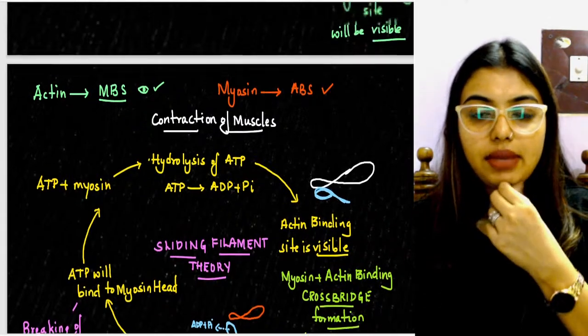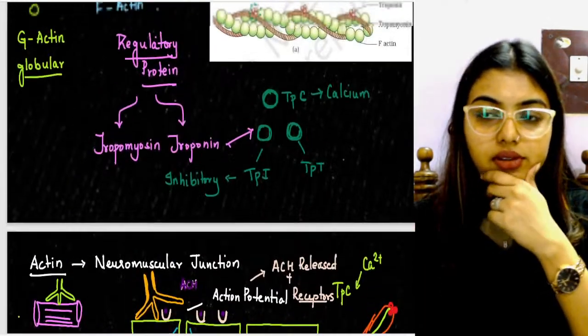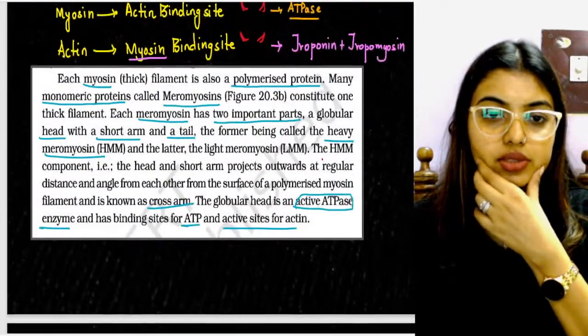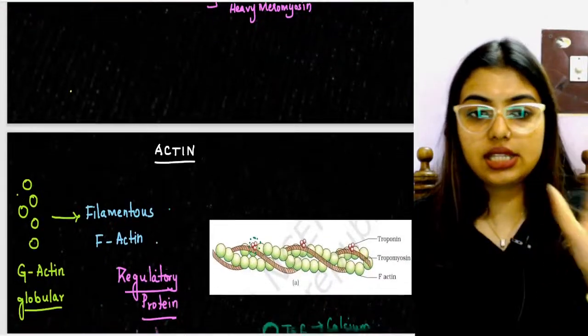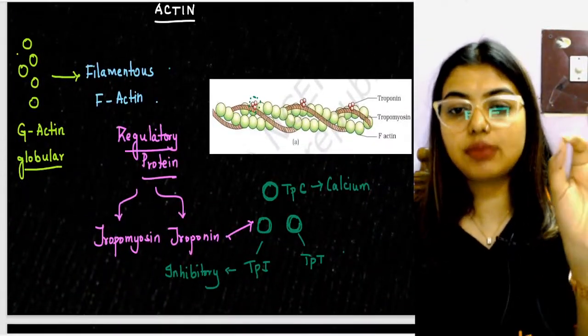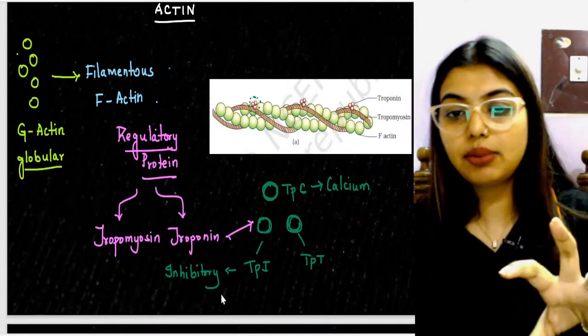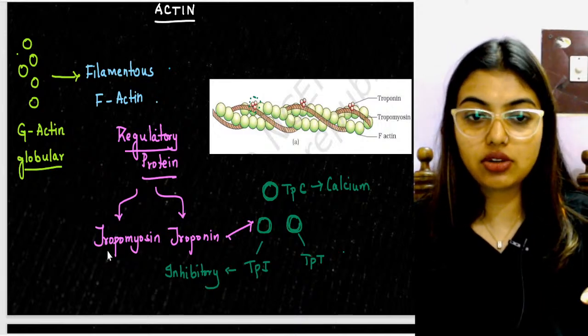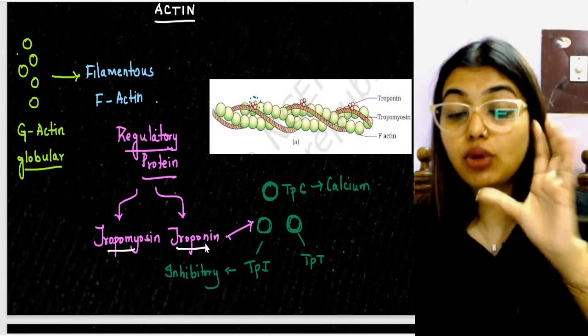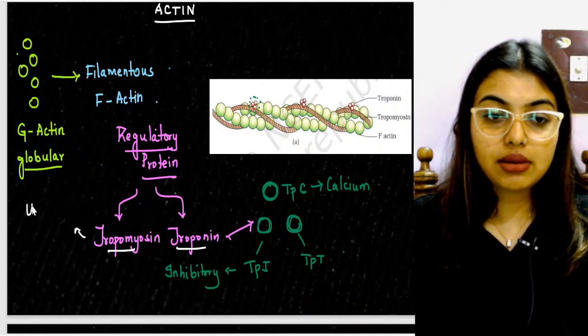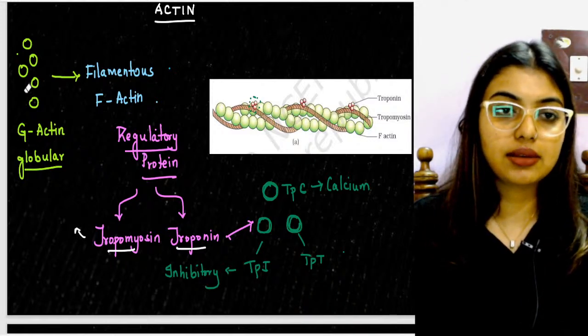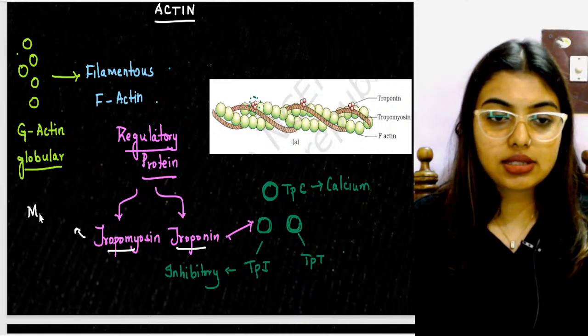Now let's come back here. I hope this is all clear. So see, these are the structures. On the actin there is a myosin binding site, which is hidden by the troponin and tropomyosin. Tropomyosin and troponin are going to hide the myosin binding site. It is going to mask, not unmask, mask.